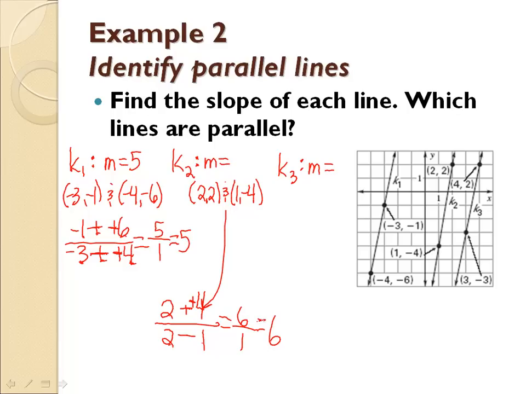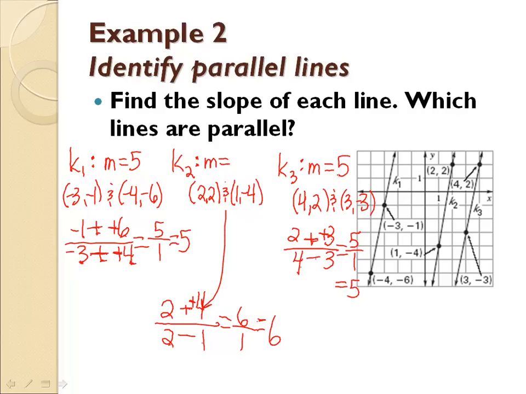K3, my 2 points here are (4, 2) and (3, -3). So I'm going to draw my fraction bar and my minus signs again. 4 goes in the bottom and 2 will go right above it. 3 will go in the bottom here and -3 right above it. Simplifying across now. Minus a negative becomes plus a positive. 2 plus 3 is 5. 4 minus 3 is 1. 5 divided by 1 is just 5. So my slope here is 5.